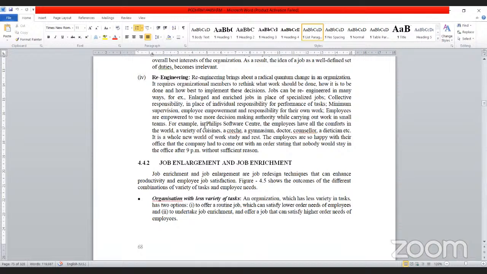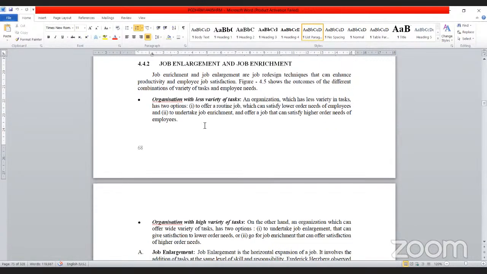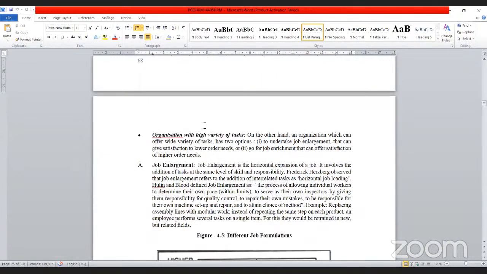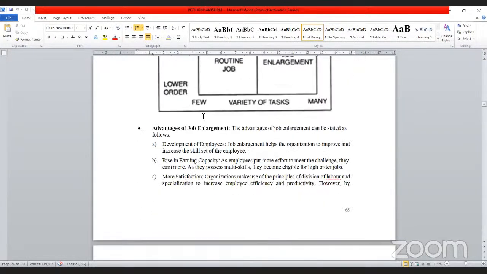Reengineering is radical. It requires organization members to rethink what job should be done, how it is to be done, and what's the best way to implement these decisions. Job enlargement and job enrichment. Job enlargement is the process of allowing individual workers to determine their own pace, that is, to serve as their own inspectors by giving them responsibilities for the control of work.